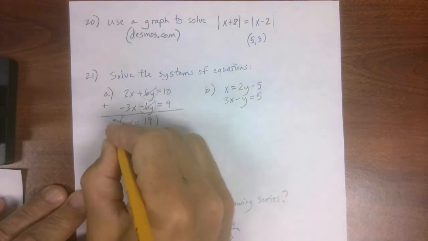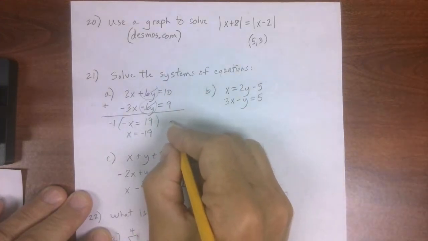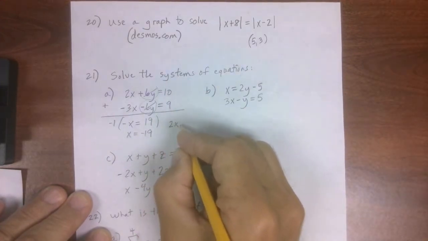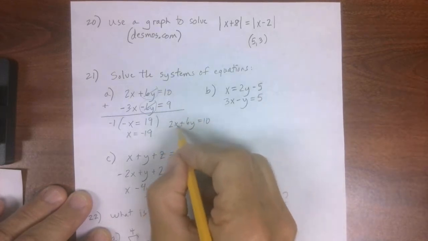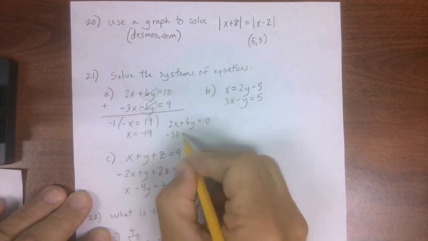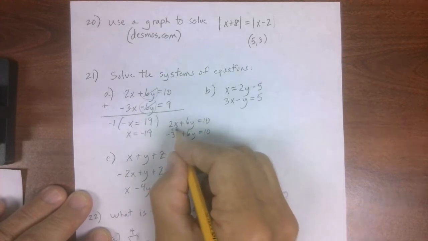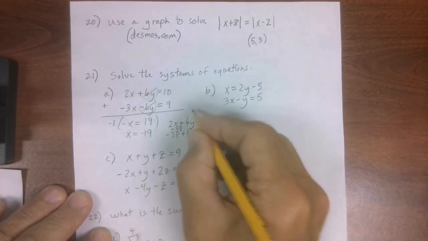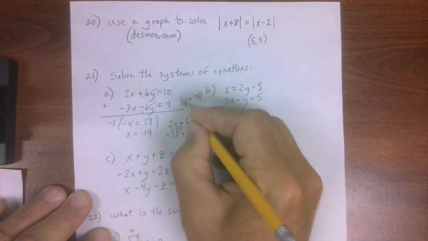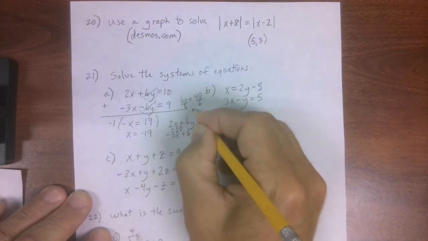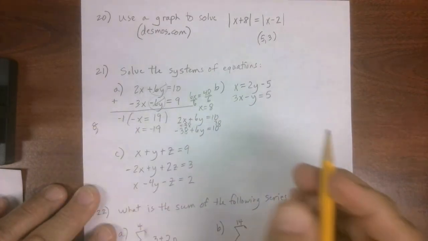Multiply both sides by negative 1. X equals negative 19. Still got to find y, so I'll pick the top one. 2x plus 6y equals 10. Put negative 19 in here, do the math. Negative 38 plus 6y equals 10. I'm going to add 38 to both sides. I'm going to use my space up here. 6y equals 48. Divide by 6, divide by 6. Y is 8. So for this one, the numbers worked out nice, which they don't always.